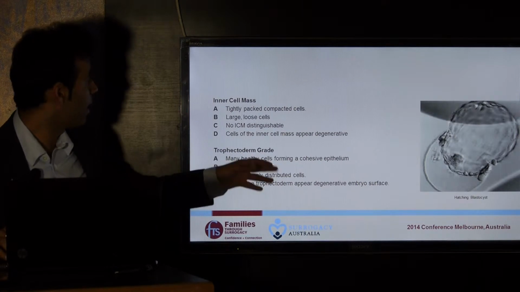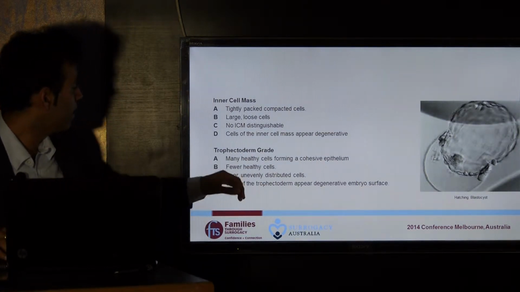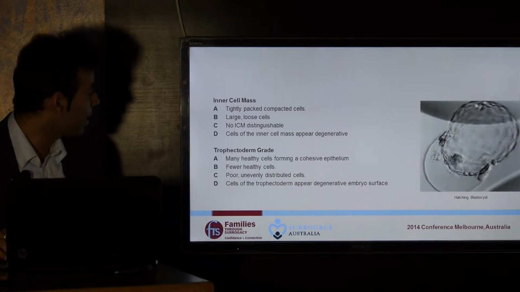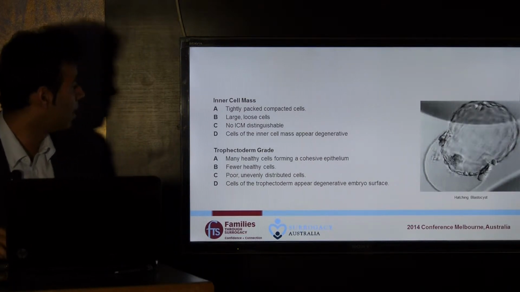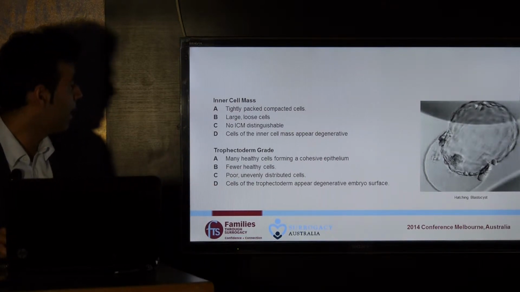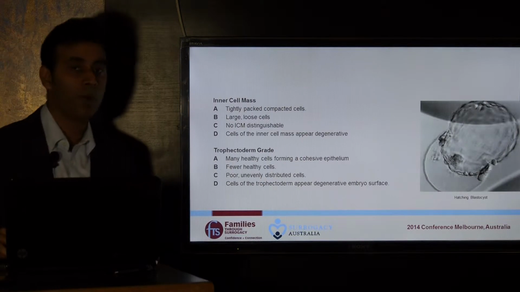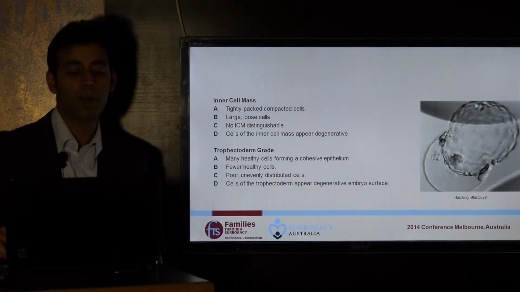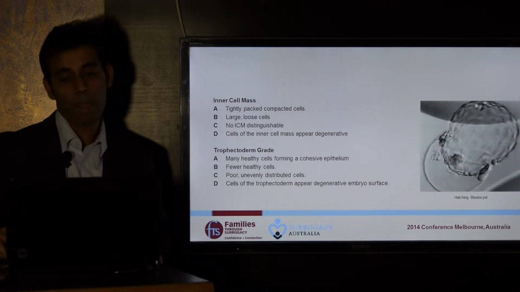Similarly, the trophectoderm grade is A, B, C, D according to these parameters. If the cells are healthy and form a cohesive epithelium, then it is grade A. Grade B, the healthy cells are there but are fewer in number. Grade C are the unevenly and poorly distributed cells. And grade D is where cells of the trophectoderm appear degenerative.